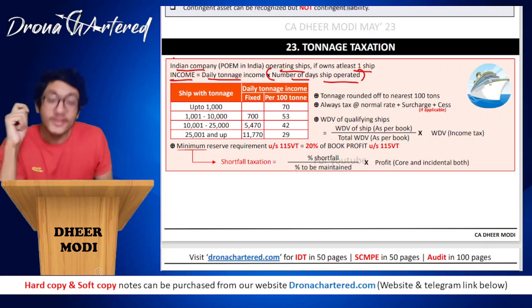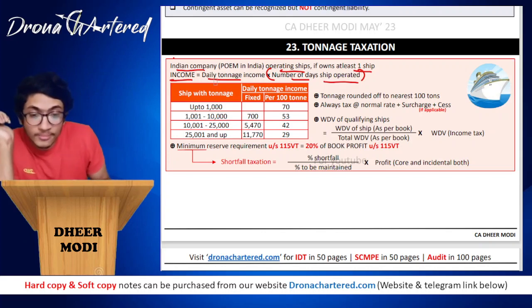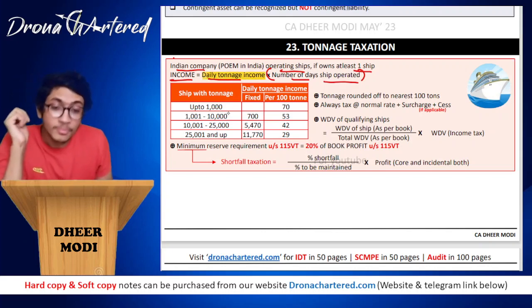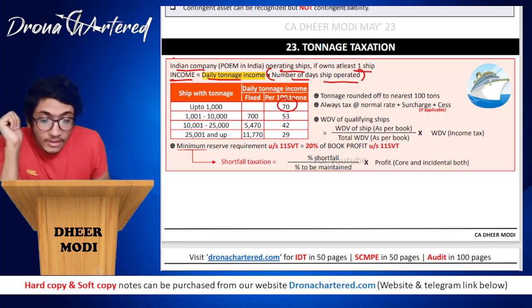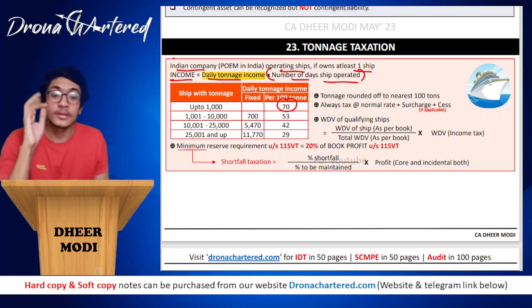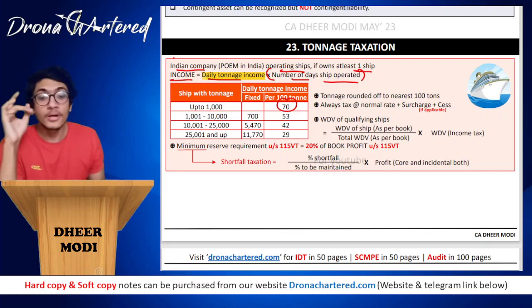A ship's tonnage is basically its weight. There are two components: one is fixed and one is variable. This is your daily tonnage income. If a ship's tonnage is only up to 1000, then it will be rupees 70 per 100 tons. This is your income per day.